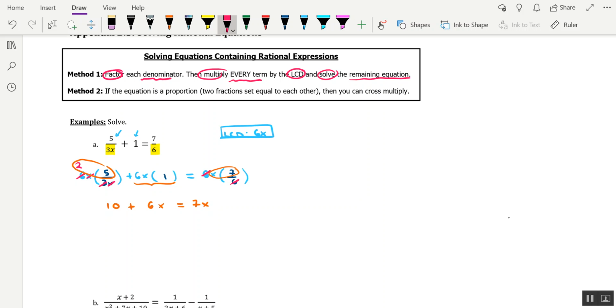From here on out, you just want to solve it like you normally would solve a linear equation. I'm going to start by subtracting 6x from each side. That leaves 10 on the left and 1x on the right. So in other words, 10 equals x, which means x is equal to 10. And that's our answer.